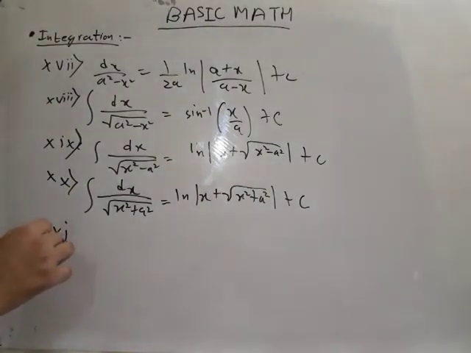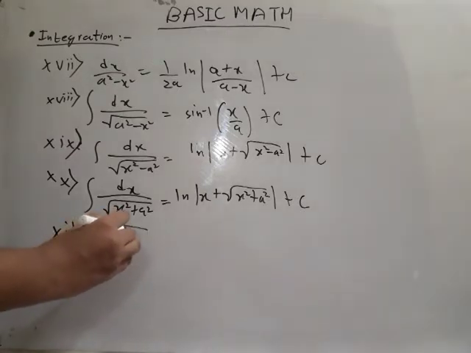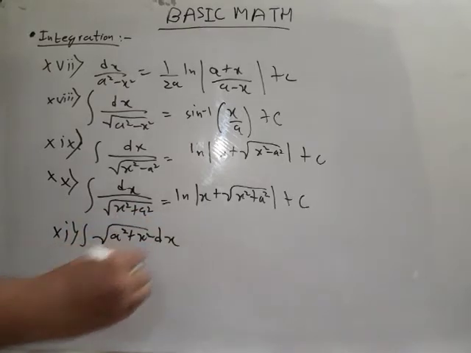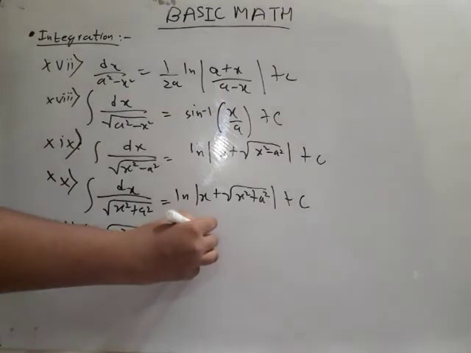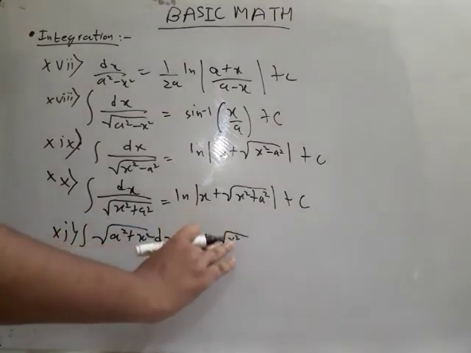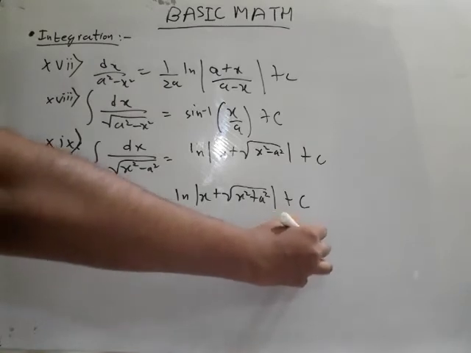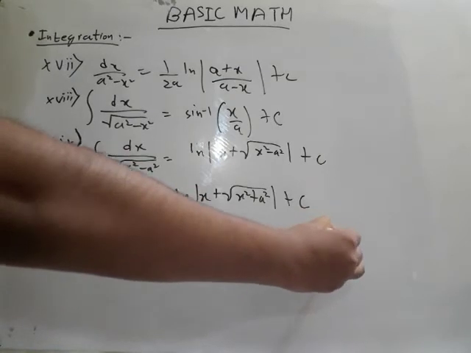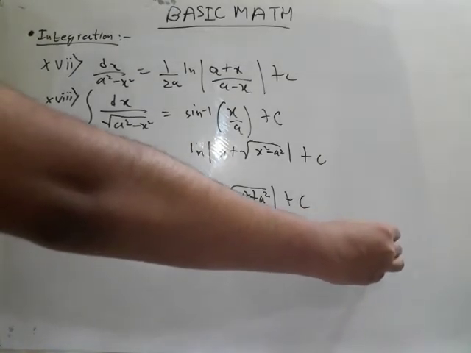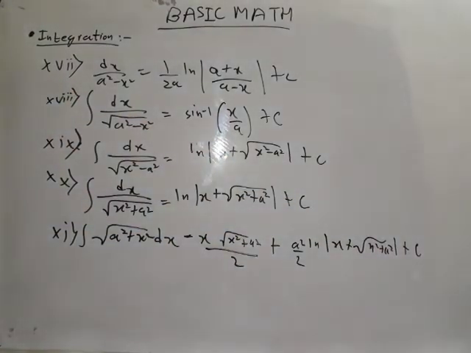Now, integral root under a square plus x square dx equals x times root under x square plus a square by 2, plus a square by 2 ln mod of x plus root under x square plus a square plus c. Please note those parts. That's x square plus a square. Okay.